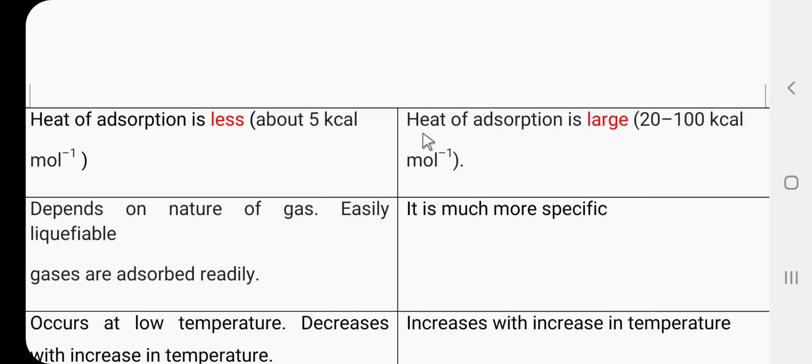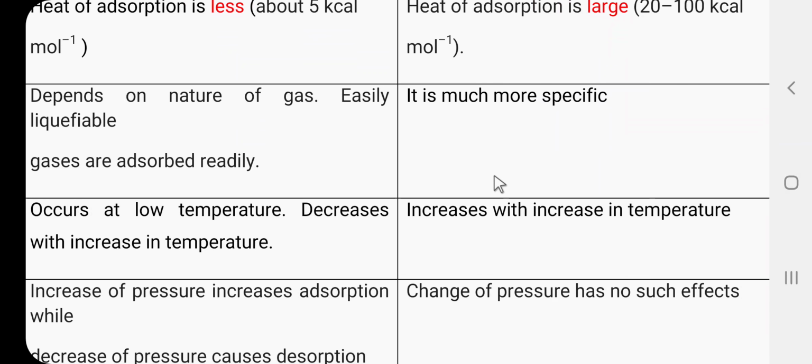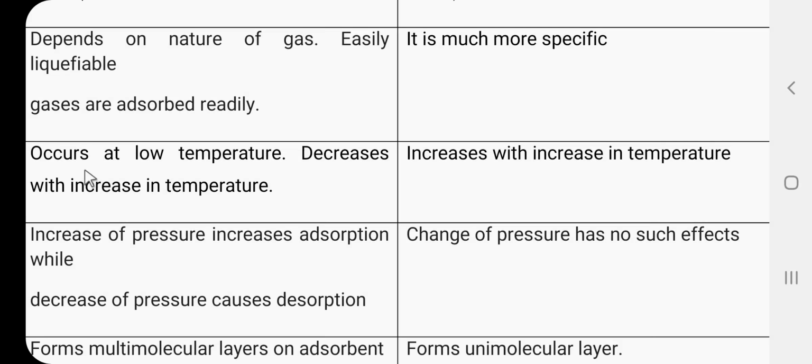In case of chemical adsorption, the heat of adsorption is large, between 20 to 100 kilocalorie per mole. Physical adsorption depends on the nature of the gas. Easily liquefiable gases are adsorbed easily, while chemical adsorption is much more specific in nature. Physical adsorption occurs at low temperature and decreases with increase in temperature, that is, the rate of adsorption decreases with increase in temperature in case of physical adsorption. Chemical adsorption increases with the increase in temperature.